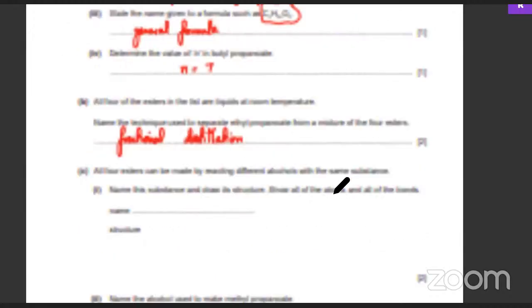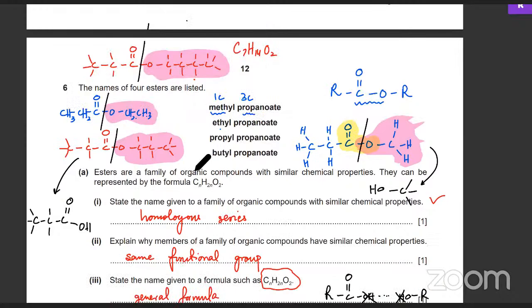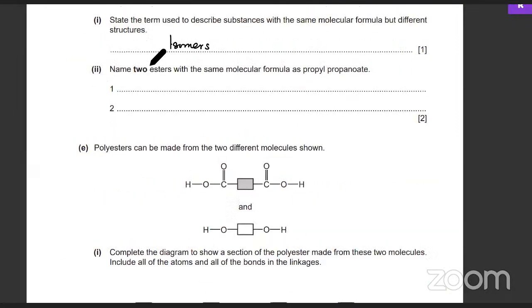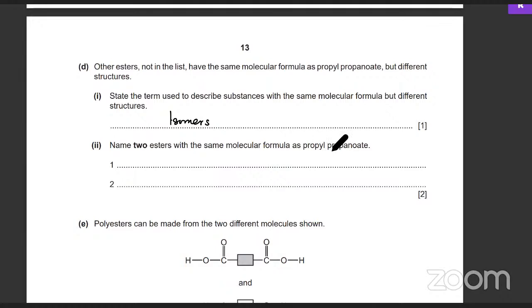Here they are all drawn. Which one has the same molecular formula as propyl propanoate, this one over here? Which one is an isomer? An isomer is going to have exactly the same formula. So who's got six carbon atoms? None of these. This one has five carbon atoms, this one has four carbon atoms, and this one has seven carbon atoms. So what did the question ask? It asked to name two esters with the same molecular formula as propyl propanoate. So he's looking for isomers of propyl propanoate. Is that clear?